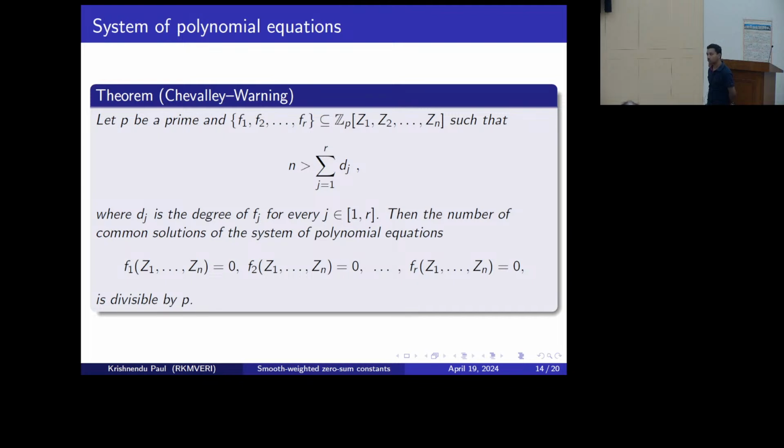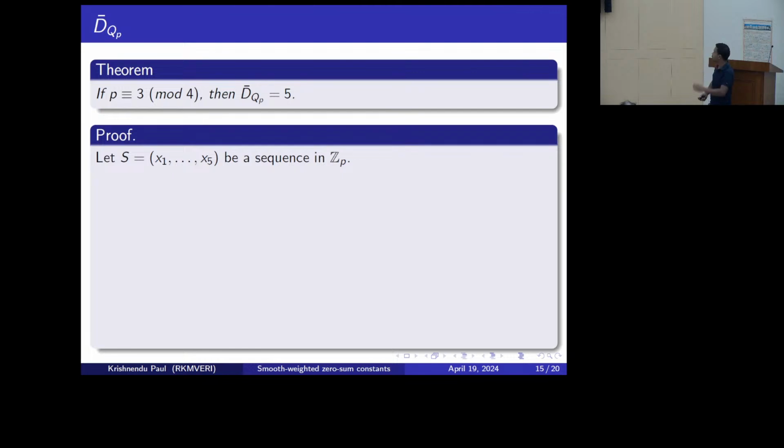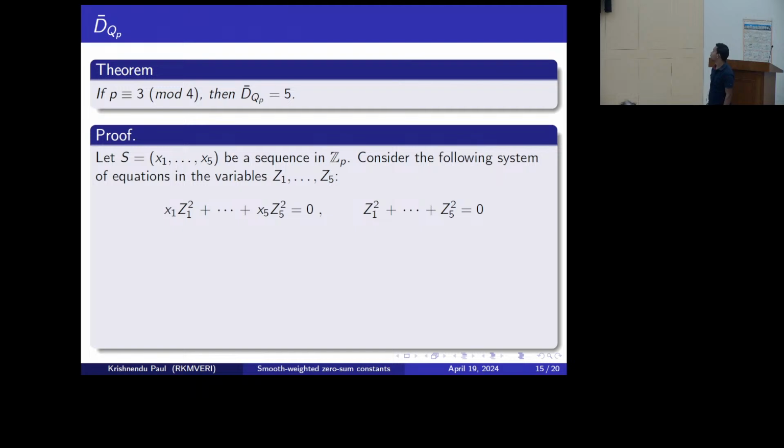If there is one solution, then it is a multiple of p. So the weight set Q_p is x squared such that x belongs to U_p, the set of all unit squares. For that weight set we are calculating d bar. For p congruent to 3 mod 4, the constant is 5. For the upper bound, let us take a sequence of length 5 and consider the following system of equations.